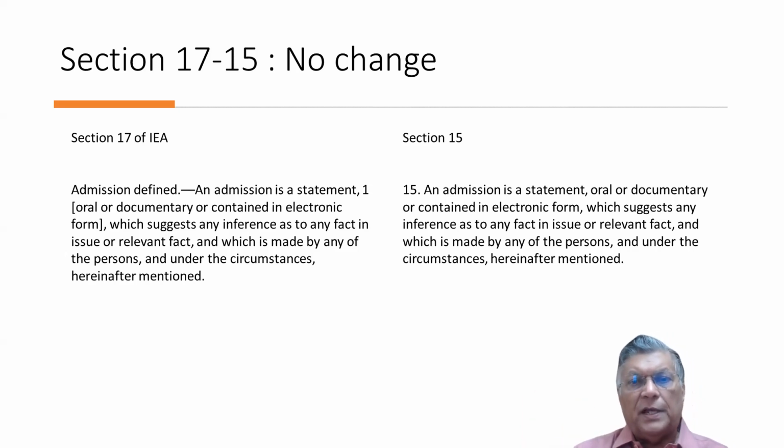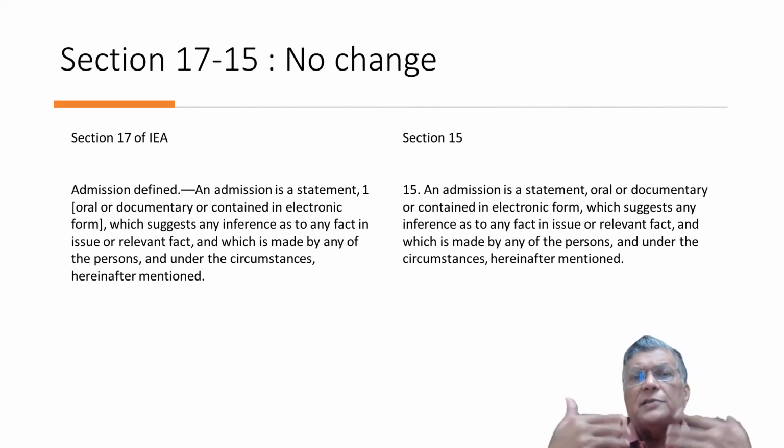Now section 15 of the new BSA says an admission is a statement, oral, documentary, or contained in electronic form, which suggests any inference as to any fact in issue or relevant fact, and which is made by any of the persons or under the circumstances hereinafter mentioned. So here also they are talking of three kinds of admissions: oral, documentary, and electronic form.